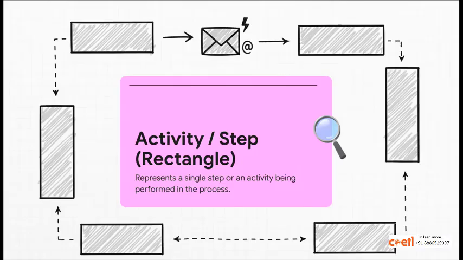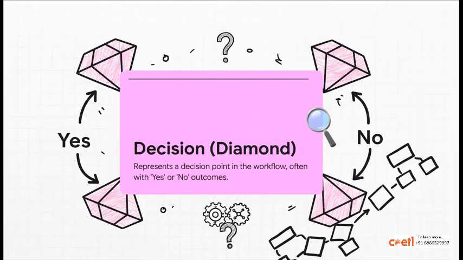First up, the good old rectangle. This is your workhorse, your bread and butter. It stands for an activity or a step. It's any single action that gets performed, like pack the order or send the email. This is the doing part of your process. Okay, next we have the diamond.